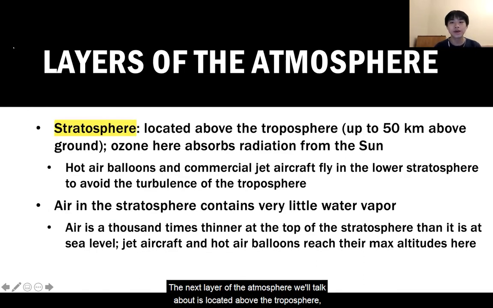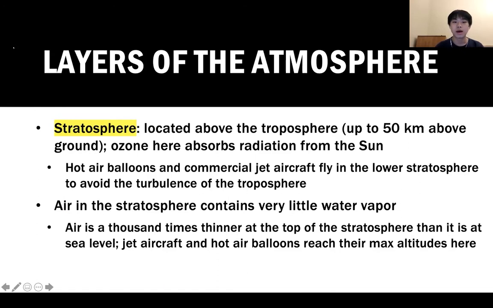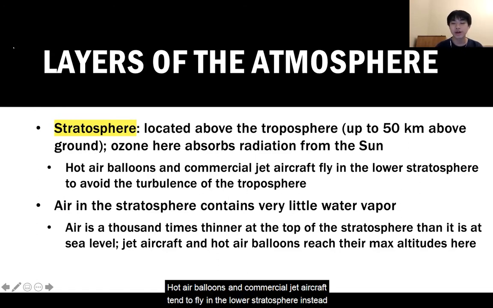So the next layer of the atmosphere we'll talk about is located above the troposphere, and it's up to 50 kilometers above ground. It's the stratosphere, and the stratosphere is home to abundant amounts of ozone, which absorbs the radiation that's emitted from the sun. And hot air balloons and commercial jet aircraft tend to fly in the lower stratosphere instead of the troposphere, since the troposphere is very turbulent, and jet aircraft and hot air balloons reach their maximum altitudes in the stratosphere.